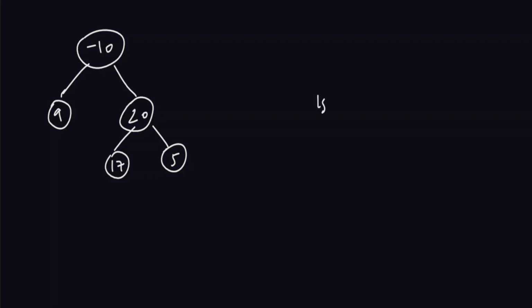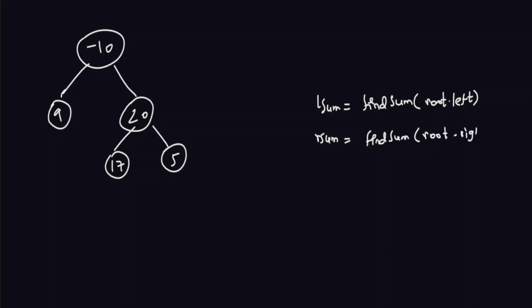Let's say magically that L sum is equal to find sum of root dot left, and R sum is equal to find sum of root dot right. Just assume that magically we have got this.